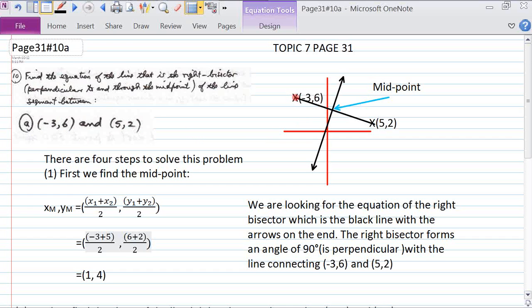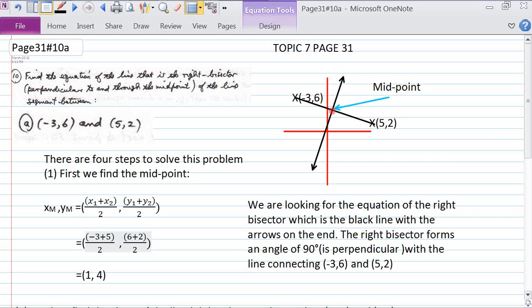So if this is roughly the point -3,6, and this point here is roughly the point 5,2, we're going to connect that. The end of this point is represented with an X, the end of this one also with an X. And this is the right bisector, which means that it cuts this line segment in half and makes a right angle when it cuts it.